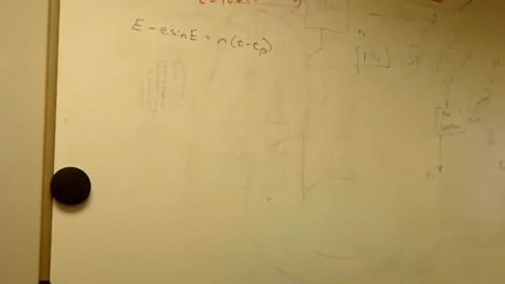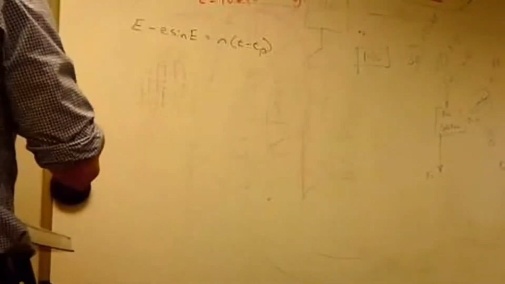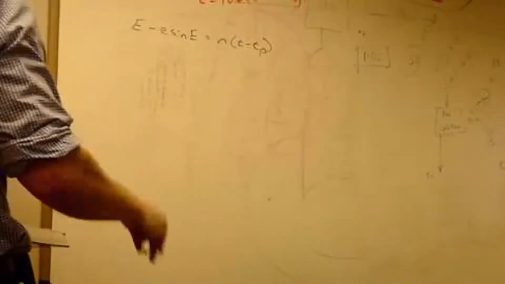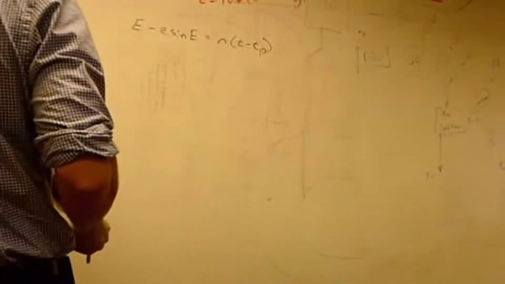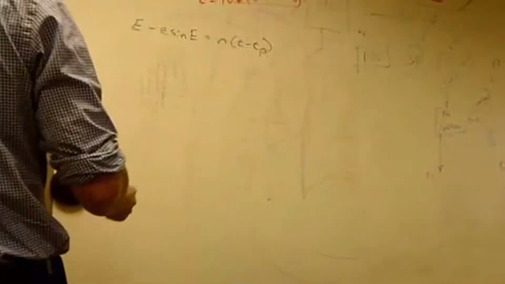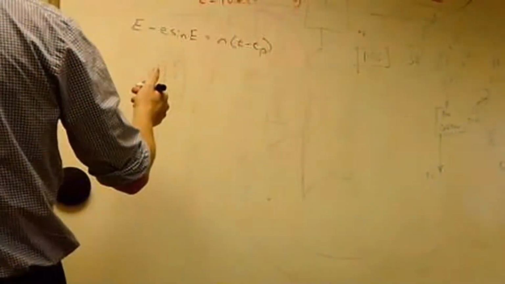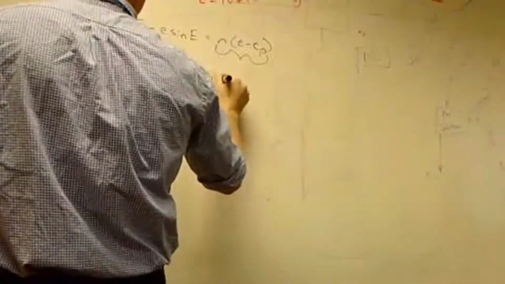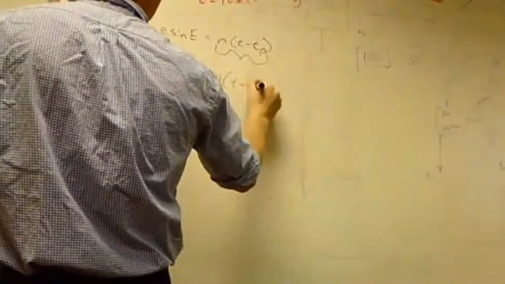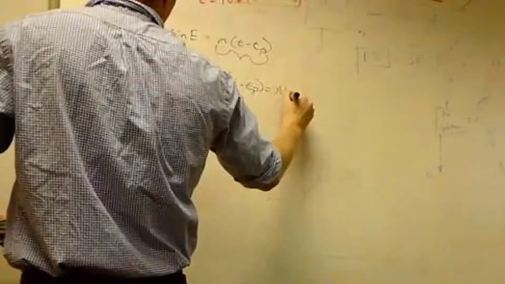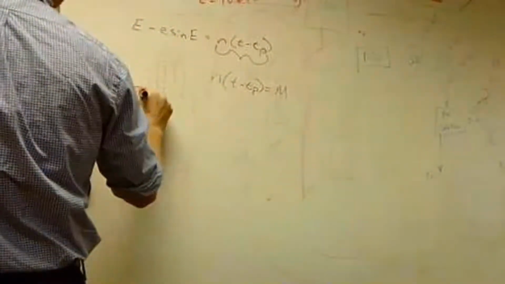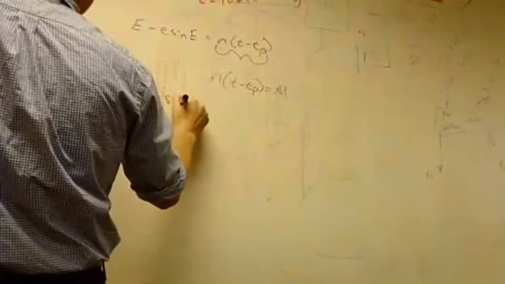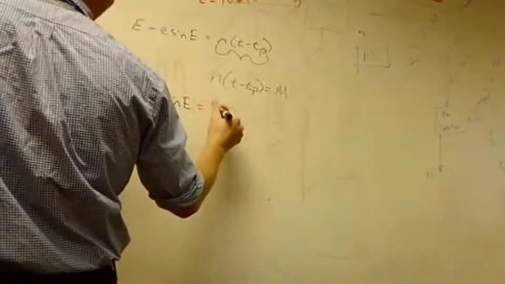Yeah, this gets real fun real fast. Okay, so we can obtain the solution for this using Newton-Raphson, and what we end up doing is we say that this portion is our mean anomaly. So n(t - Tp) is equal to our mean anomaly. Okay, so we end up with E - e sin E equal to our mean anomaly.